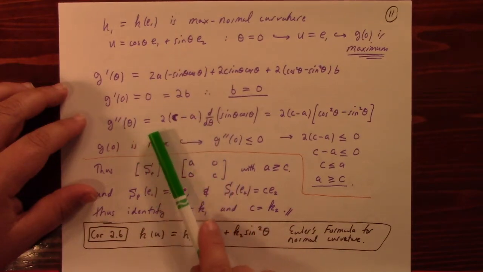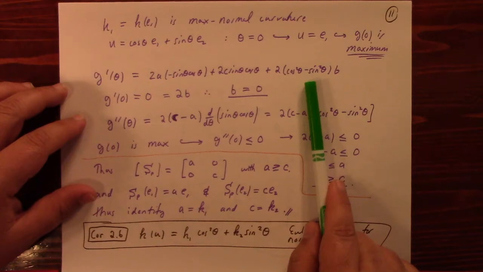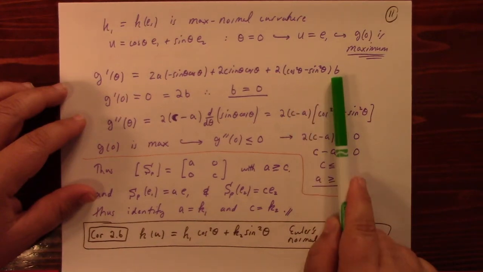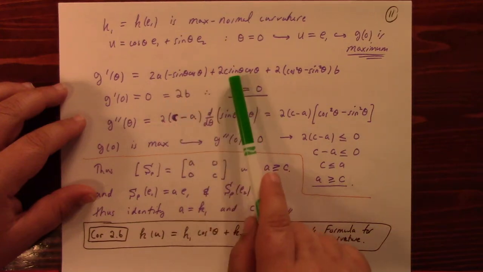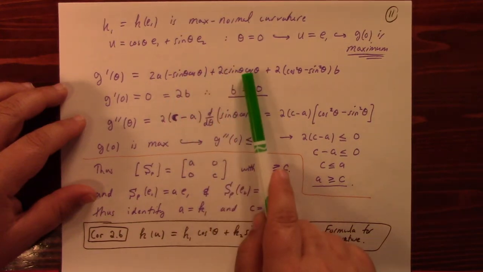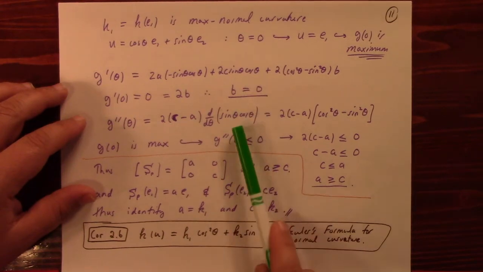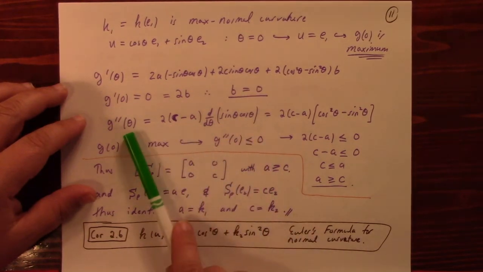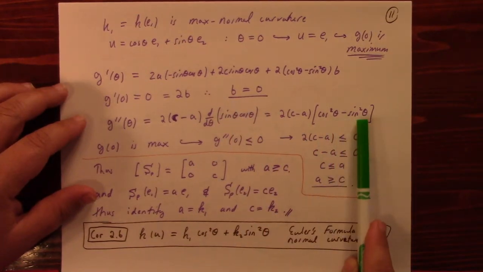G prime prime of theta is, well, I'm differentiating this again. I just found out b was 0, so I can ignore that. And that's also the same term twice, right? So that's twice c minus a times the derivative of sine cosine. Right. So G prime prime is this. Of course, the derivative of that is cosine squared minus sine squared.